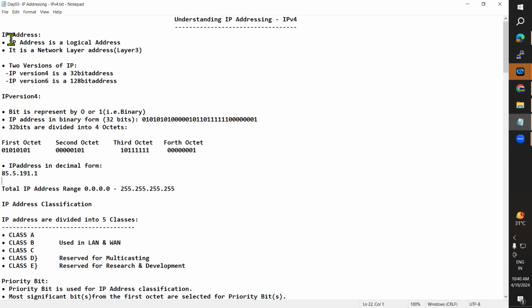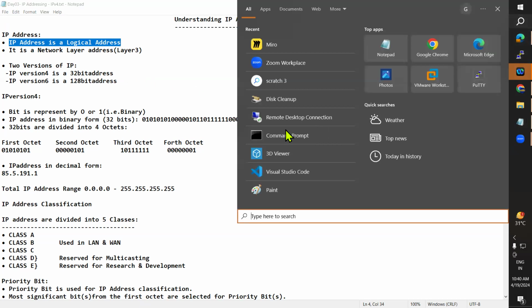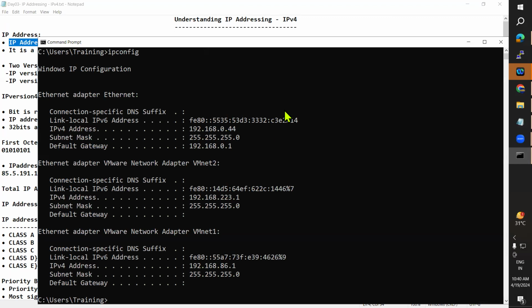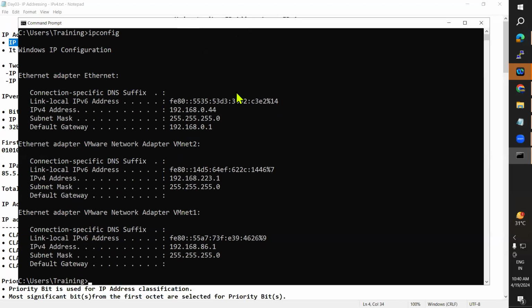So IP address. An IP address is a logical address. Why is an IP address a logical address? Because it does not physically exist. It exists logically. See how the IP address looks. I'll show you. ipconfig is a command to view the IP address in the system. See, this is the IP address. This is not a physical thing. This is a logical thing.